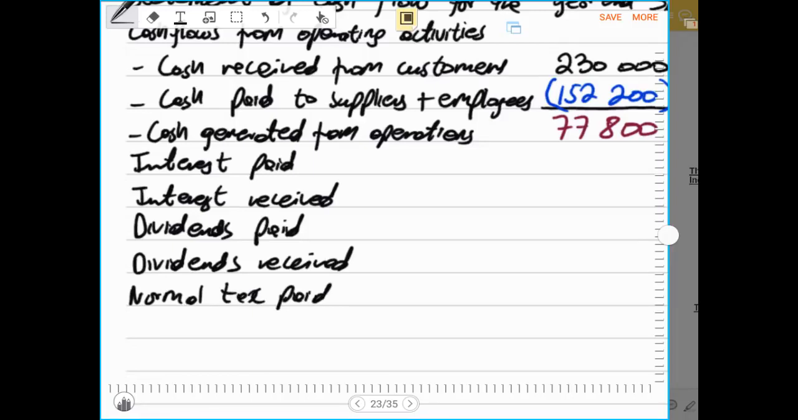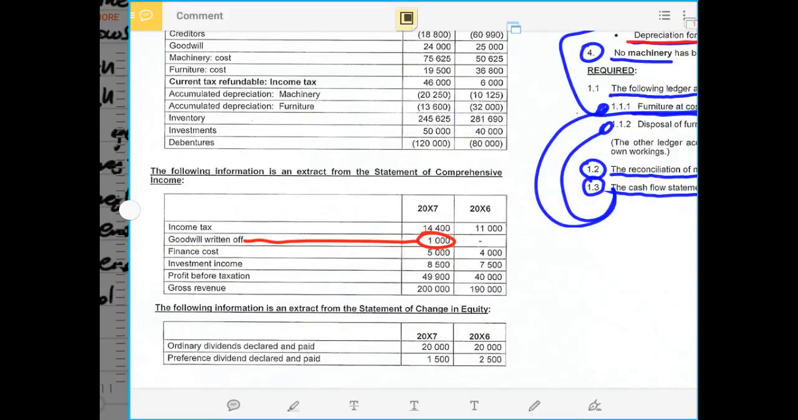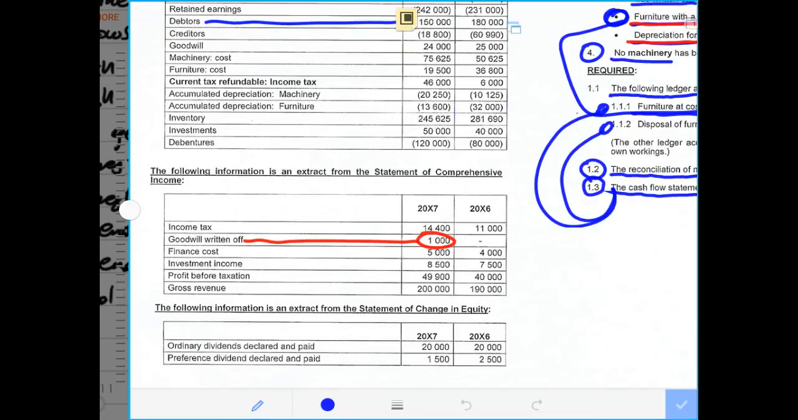So we have all these 5. Make sure that you memorize all of them. They must be in your head. When you enter the exam and you do cash flow, you write all 5 of them. Now, the interest that was paid will be the finance cost, which is interest expense. Our finance cost will be found in the income statement, where we had finance cost of 5,000 rands. That 5,000 rands, we assume that it was all paid.